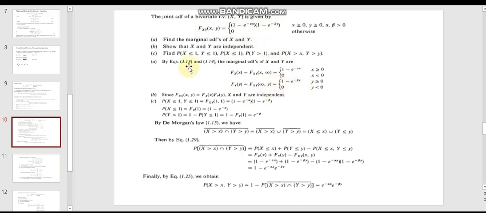Next, in the B part, show that x and y are independent variables. So we know from the property the product of the marginal CDF of x and y should be equal to the joint CDF of x and y. So when I multiply F of x and F of y, I will get the same. The product is the same as the joint CDF of x and y. So I can say that x and y are independent random variables.